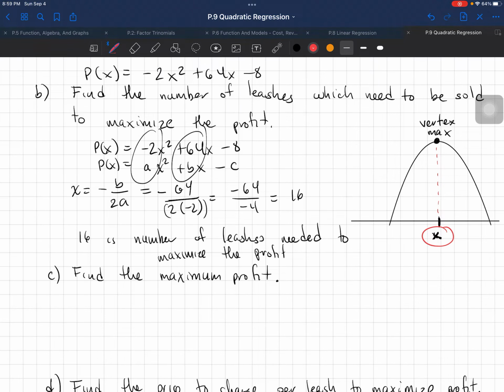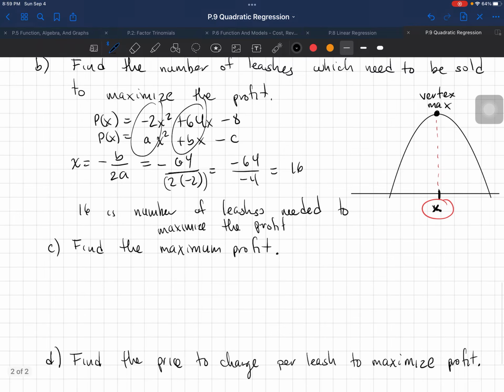Now to find the maximum profit, we said that we need to find the y value of this, where this happens, right? So to find that, the maximum value of y, this is your f of x, or p of x in this case. So what we need to do is just plug in 16 for x.